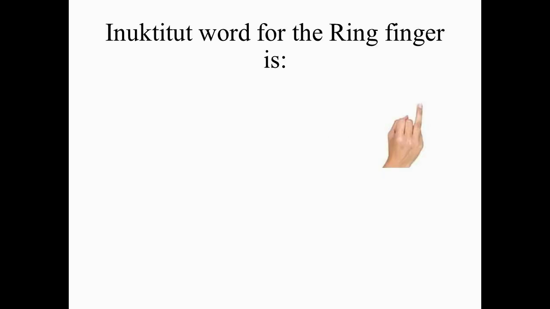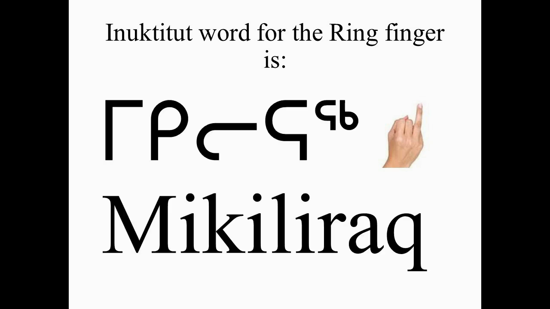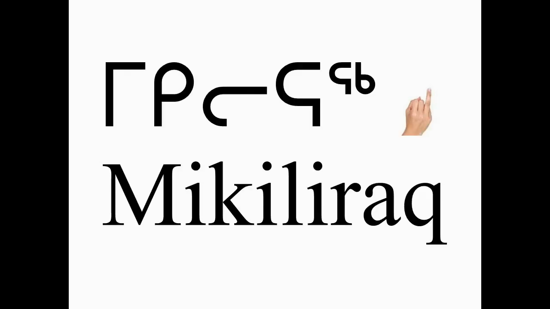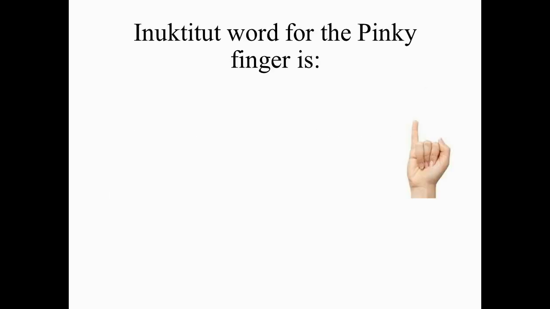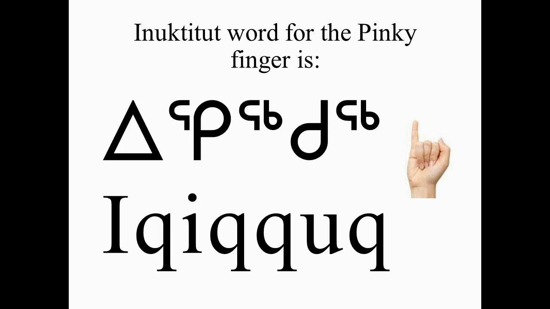The Inuktitut word for the ring finger is mikilerak, mikilerak, mikilerak. The Inuktitut word for the pinky finger is ikikok.